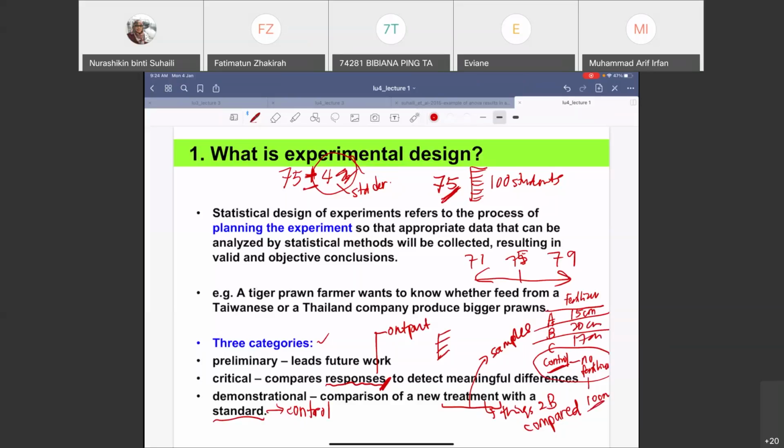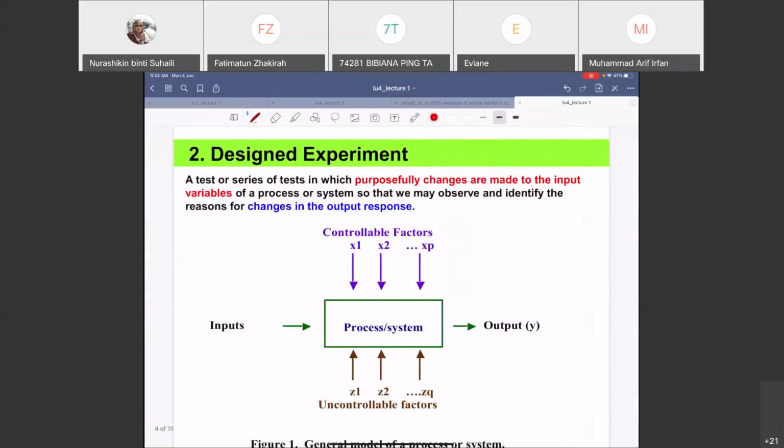So it's very important to establish the standard or the benchmark. Normally the standard is the control, which provides you the benchmark. The benchmark is the starting point for you to compare. Okay, right.